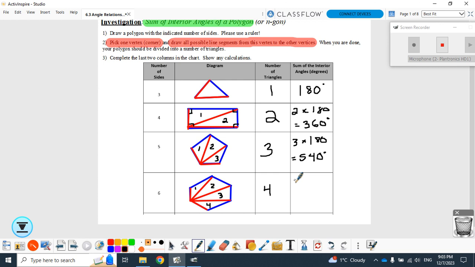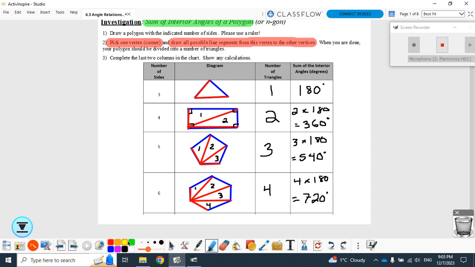Sum of the interior angles, I guess it would be 4 triangles. Each triangle is 180. All right. And then we go to my calculator. 4 triangles times 180 degrees. That's 720. Whoa, what happened there? 720 degrees. Okay. What do you notice?